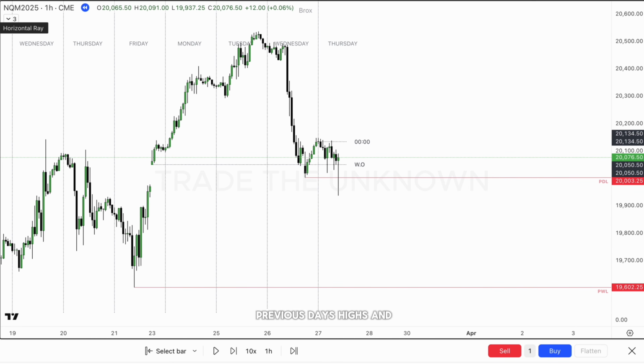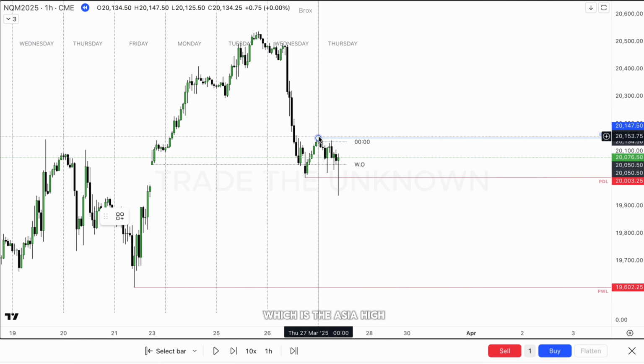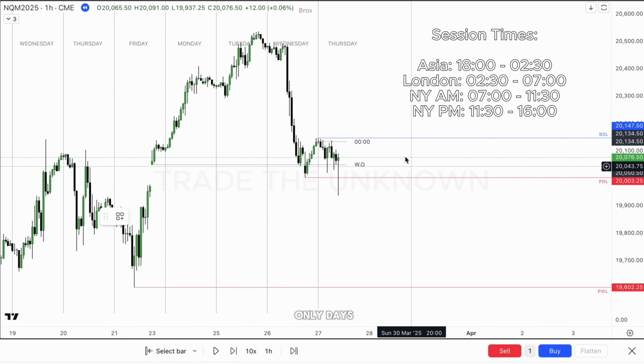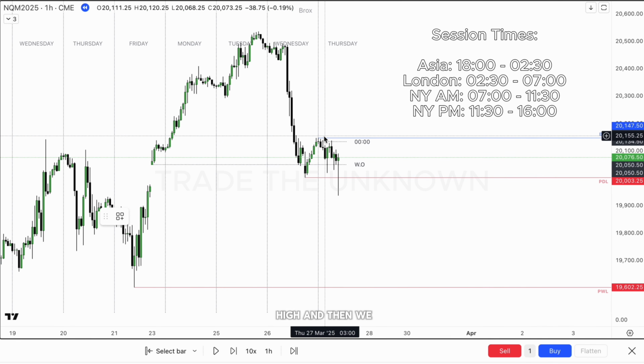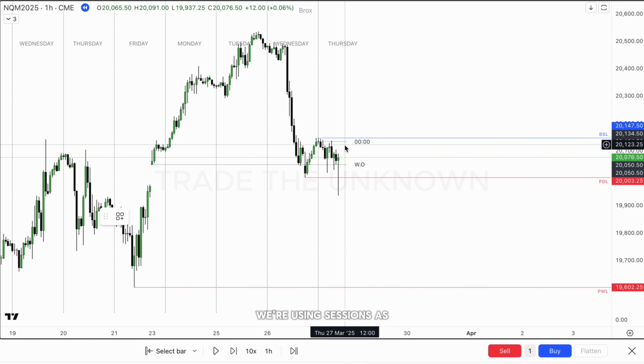Well, we're not using previous days highs and lows for this. Instead, we're going to be looking at right here, which is the Asia high. So you see how we can use not only days, but we can also use sessions. So we use this, which is the Asia high, and then we also have London high. Basically, we're using sessions as well for more of an intraday trading.